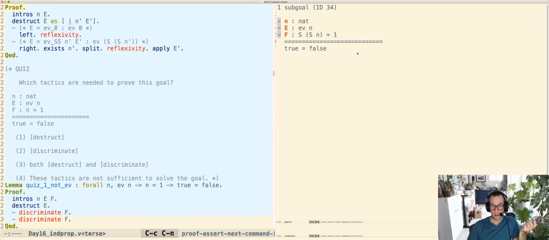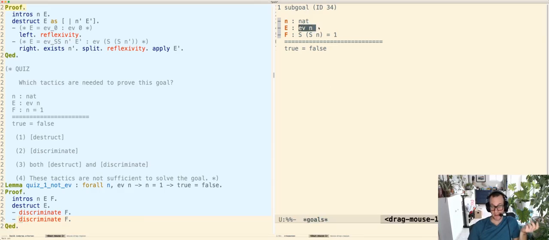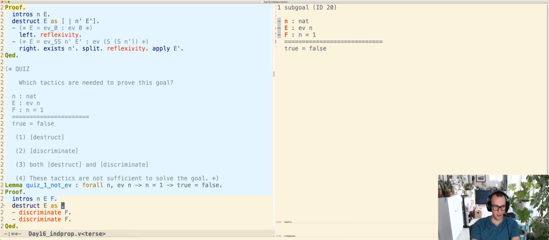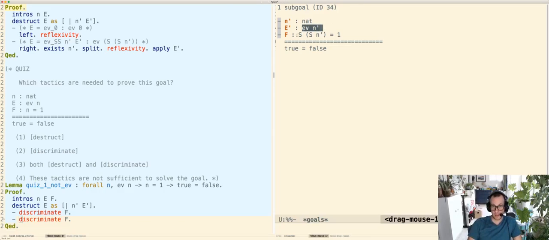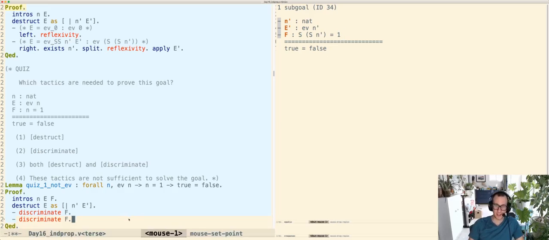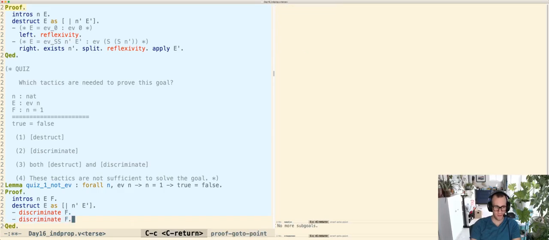On the other hand, maybe it was by way of EVSS. Now here I didn't write a pattern. Maybe a mistake. Maybe this is a little clearer. So there's some n prime and it's even, and successor of n prime is equal to 1. And then you look at that and you say successor of n prime is equal to what? To 1? 1 is successor of 0, full stop. Not going to happen. So the right answer here is both discriminate and destruct.